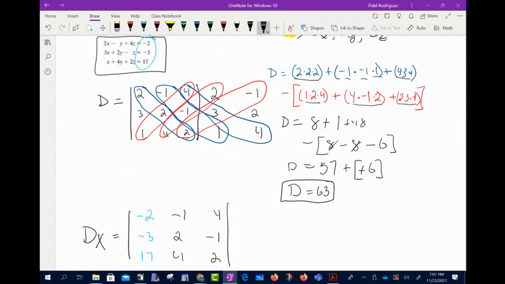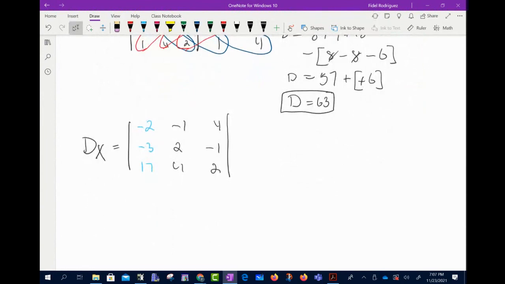Okay? And just like we did before, I'm going to take those first two columns, y'all, and I'm going to rewrite them over here.